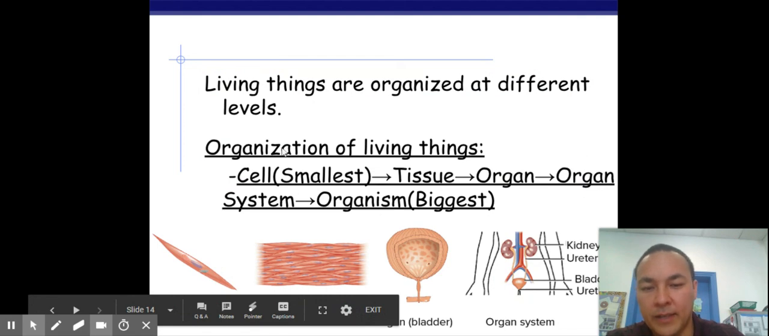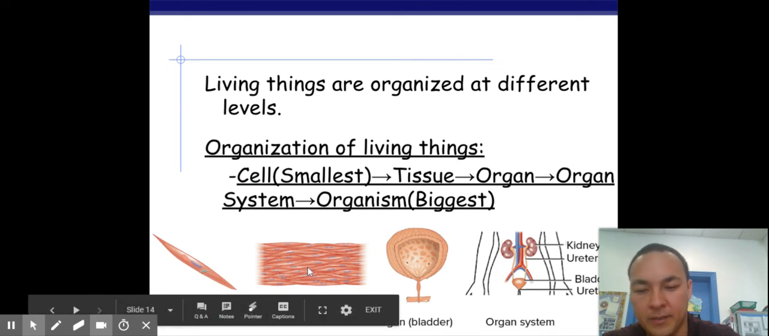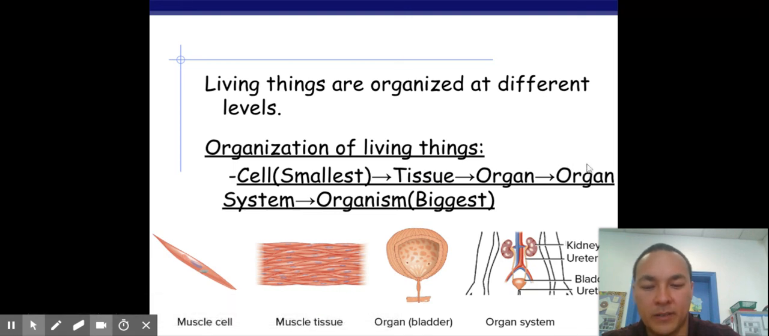Just a reminder that we have organization, right? The cell is the smallest thing. You put a bunch of cells together, you get tissues. Here's a muscle cell, here's muscle tissue. Then the tissues together can make an organ, organs can make an organ system, and together that can make an organism. All right, so think about it like skin cell. It can make some skin tissue, which can make the skin, which can be part of the integumentary system, which can help make you as a human.